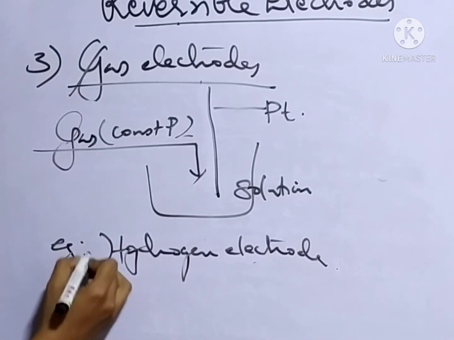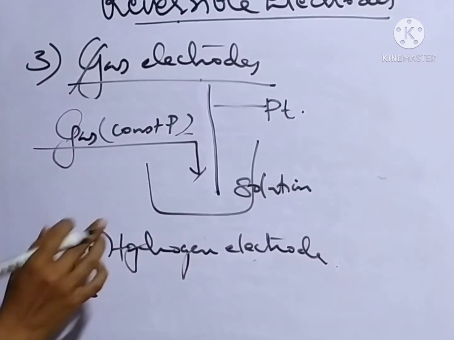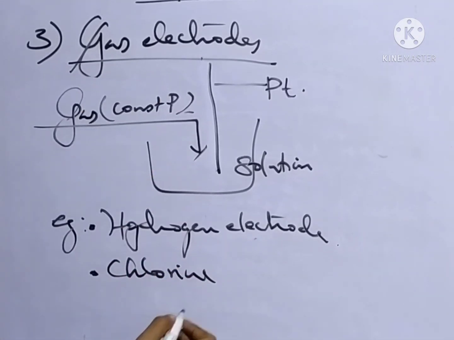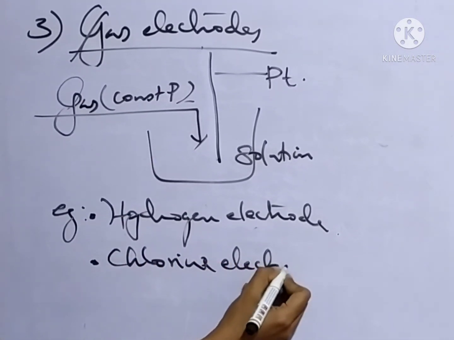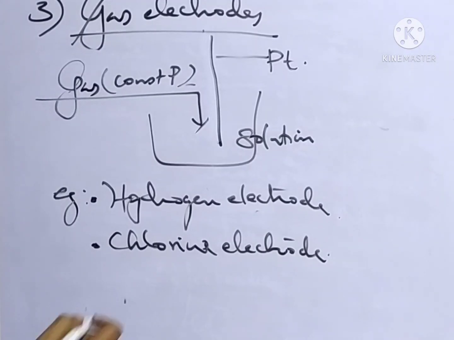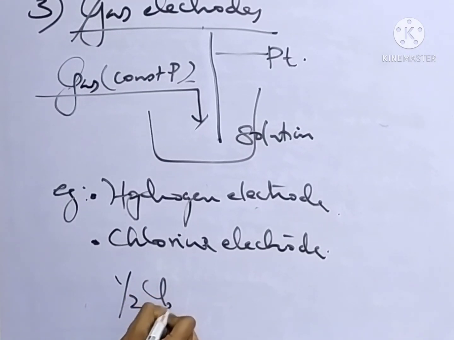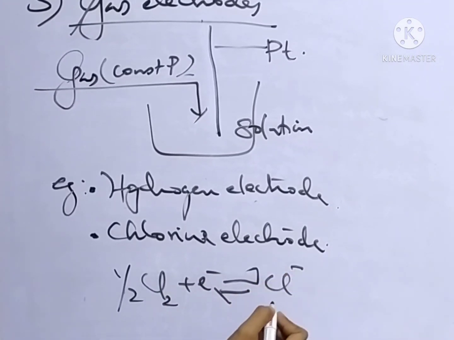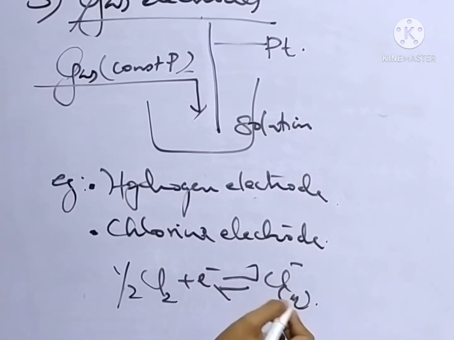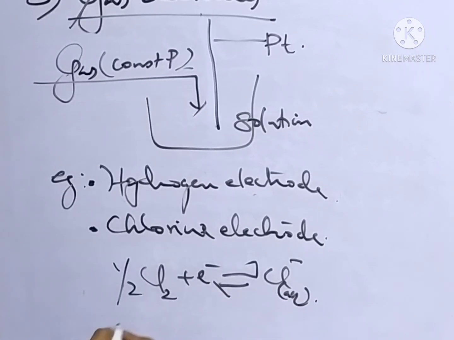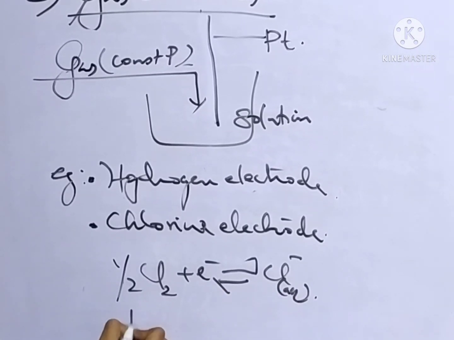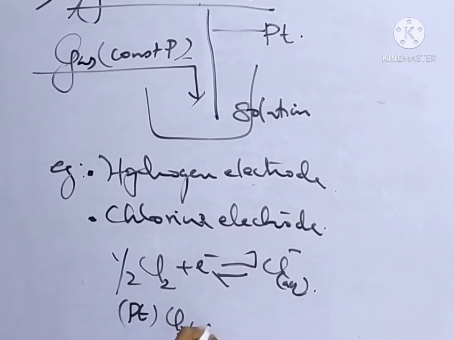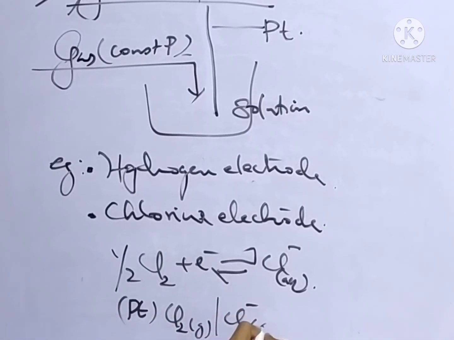And the chlorine electrode is also an example of a gas electrode. The reaction is like this: half Cl2 plus electron reversibly gives Cl minus aqueous. And the cell can be represented like this: platinum, Cl2 gas bar, Cl minus aqueous.